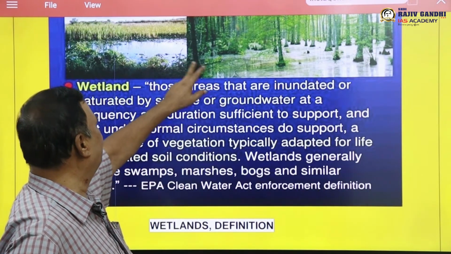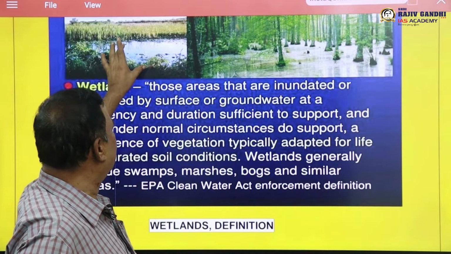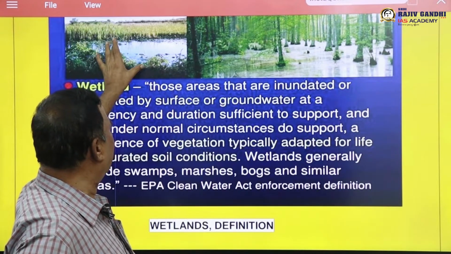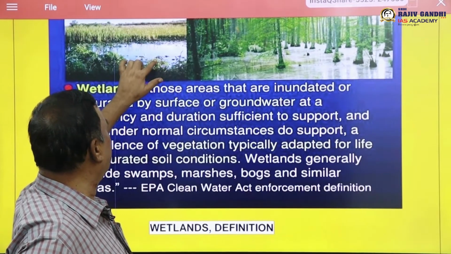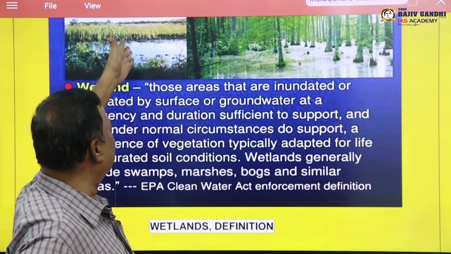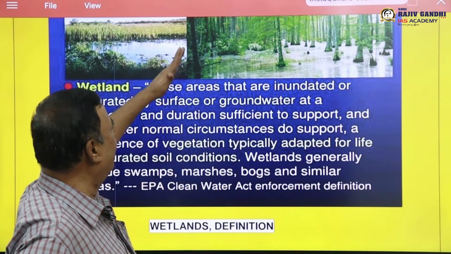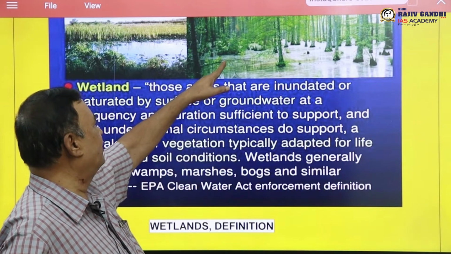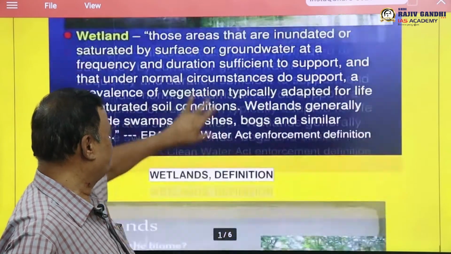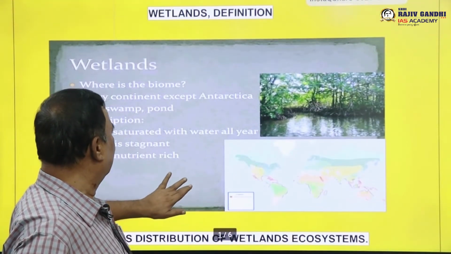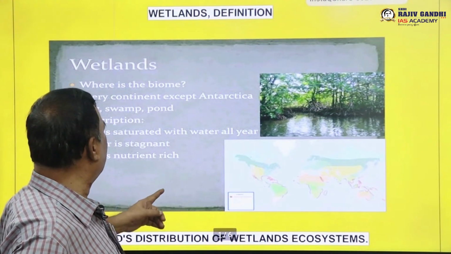So for that I have given you a diagram. This is a type of wetland wherein, see, the water gets stagnated and see the vegetation on either side. So this is a typical wetland. This is another type of wetland where you can see the trees.